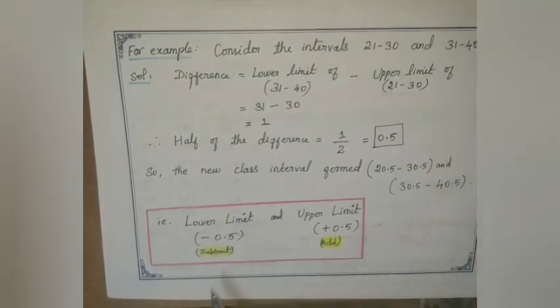That is, the rule is: lower limit subtract 0.5 and upper limit add 0.5. You should remember this rule. If the class interval is non-continuous, subtract 0.5 from the lower limit and add 0.5 to the upper limit.